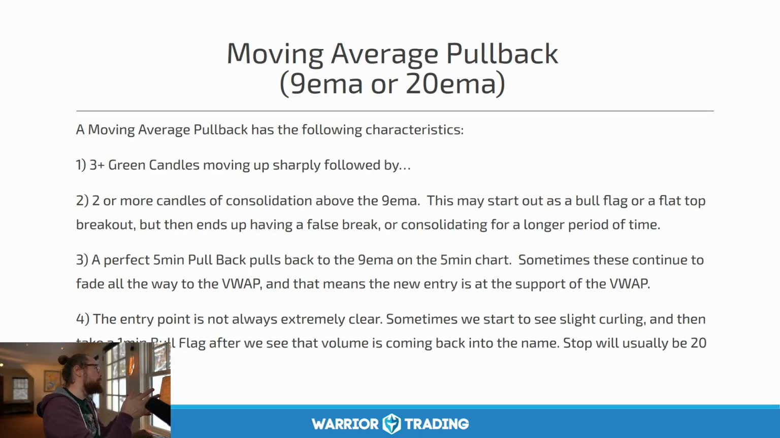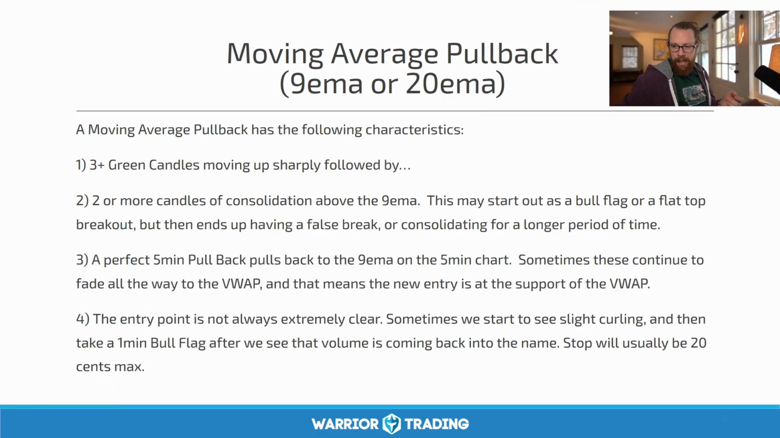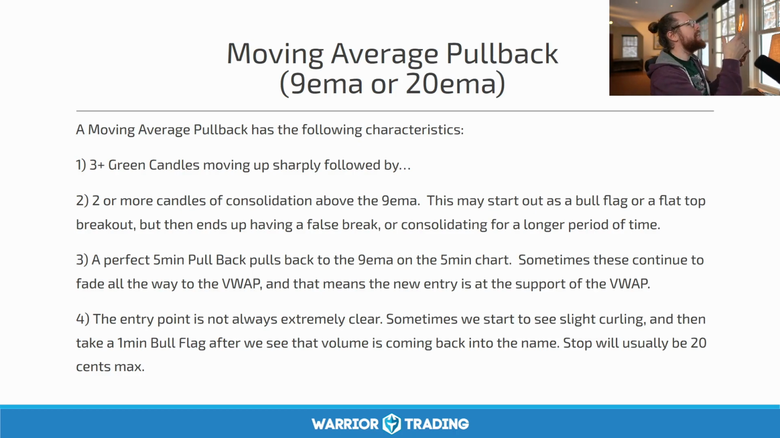A perfect 5-minute pullback will pull back right to the 9 EMA on the 5-minute chart, though sometimes these will continue to fade all the way back to the VWAP. And that means the new entry is going to be around the support of the volume weighted average price. The only problem with this setup is that the entry point's not always very clear. That's because the first candle to make a new high is no longer as significant, since we're experiencing general consolidation. For that reason, sometimes we'll end up waiting to take our entry for the price to break back out to the upside over one of the more critical levels, perhaps a pivot, which is something we'll talk about in a moment.